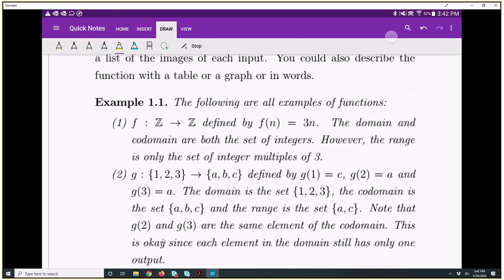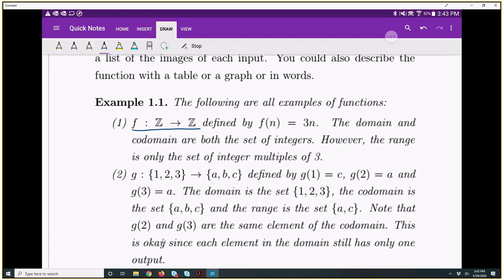So here are some examples. F from the set of integers to the set of integers defined by f of n is equal to 3n. So n is an integer, and our function multiplies it by 3. Then the domain and the codomain are both the set of integers, because that's how it's written here. However, the range is only those integers that are multiples of 3. The range is just going to be 0, 3, 6, 9, 12, etc.